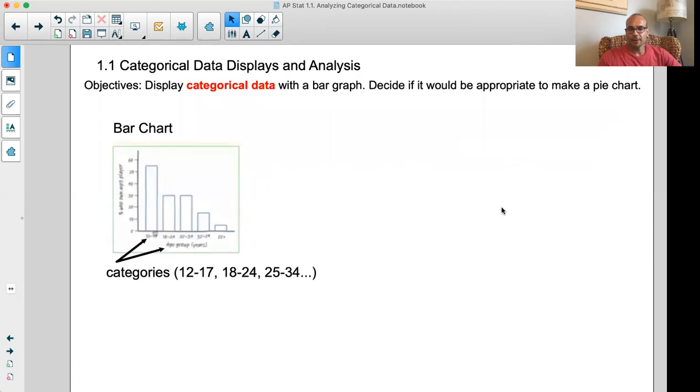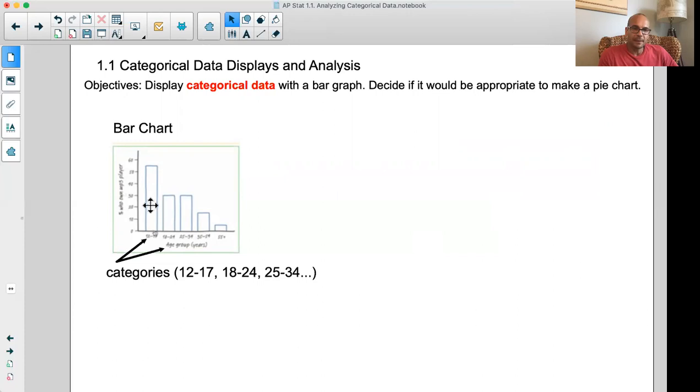Bar chart is one great way to show categorical data, and a reminder that categorical data is data that you're not going to average or anything like that. It's putting individuals into a certain category. Now, it turns out this bar chart, which shows categories of ages, so from 12 to 17, from age 18 to 24, it makes the categories numeric, but just understand that we are kind of counting tick marks, how many people are in this group. So even though it's numerically described, it's not a quantitative variable.